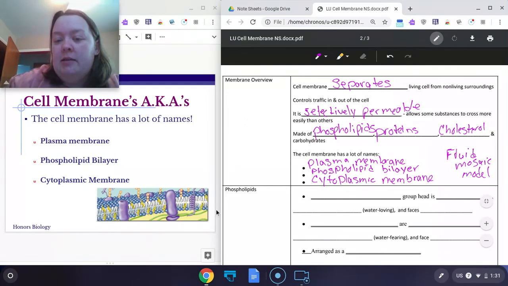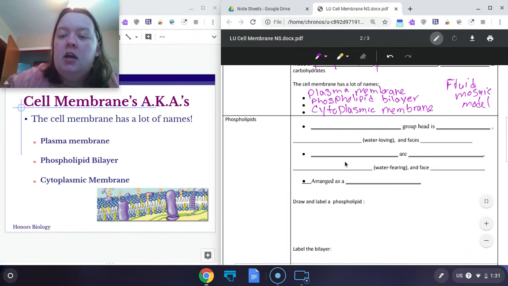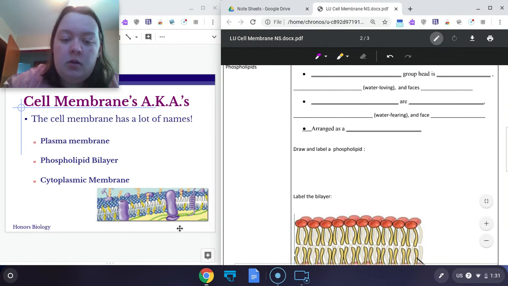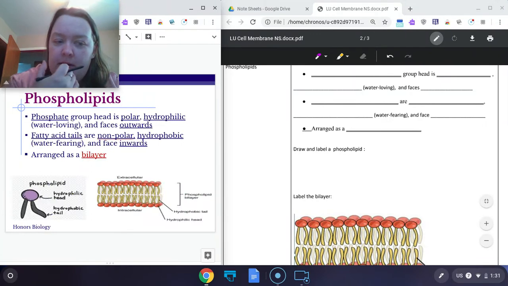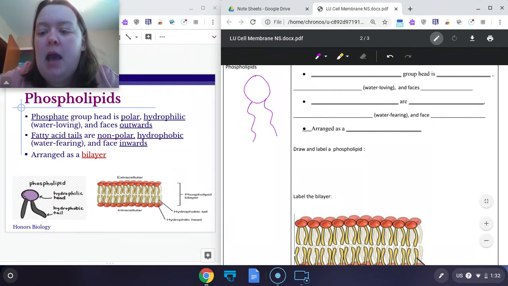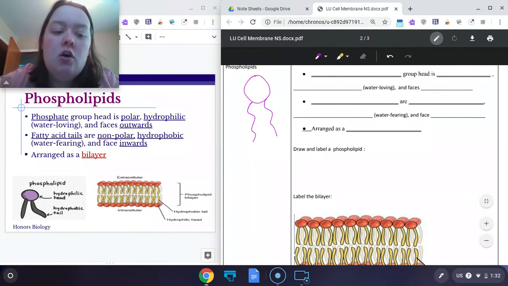So just know anytime you hear one of these, I'm referring to the cell membrane. The first component of the cell membrane was a phospholipid. It's one of these guys here. We talked about it way back in Unit 3 when we talked about lipids. Phospholipid was a type of lipid, or a type of fat found in the cell membrane.